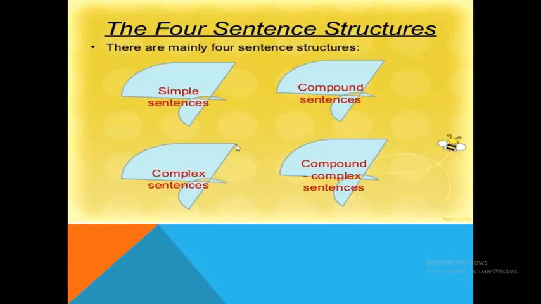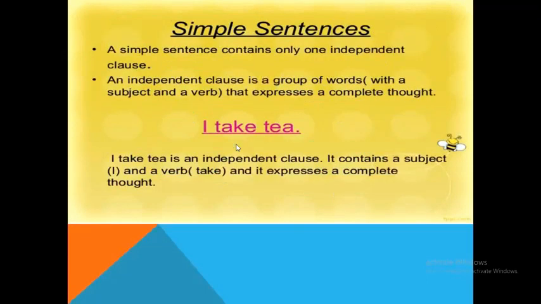which contains two independent clauses. Then we do have complex sentences. Complex sentences have an independent clause and a dependent clause. And then we have compound complex sentences. A compound complex sentence has two or more independent clauses and a dependent clause as well in it. So let's have a look at them.